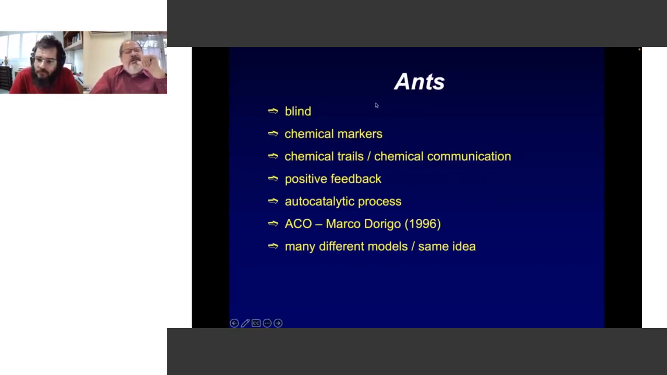Okay. What is behind this mechanism? Okay. Let's first stress some facts. Ants are blind in the sense that they cannot see more than a few centimeters ahead of them. Okay. The secret for the movements are chemical markers, the pheromones. Okay. They create chemical trails. That's the base for their chemical communication.